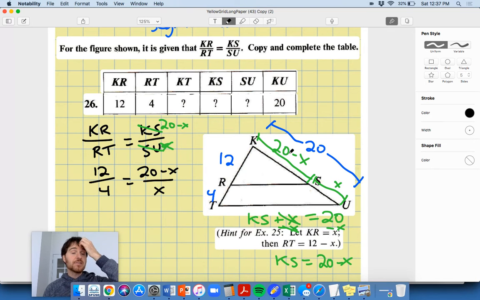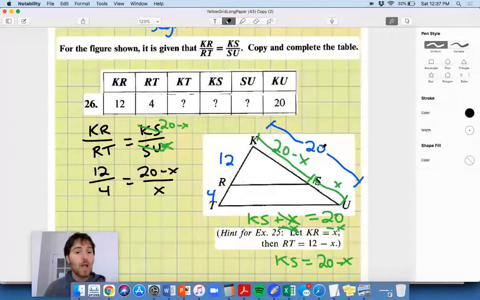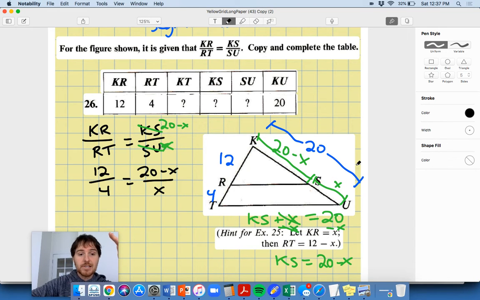So this is something that is going to come up quite a bit in the next few chapters: we'll have a length of a whole part, and how do we write expressions that describe what the other parts are, like how they relate to one another? Well, the length of KS is dependent on the length of SU because they have to add up to 20. So whatever the length of this is here, take it away from 20, and that's going to tell you what the length of KS is.